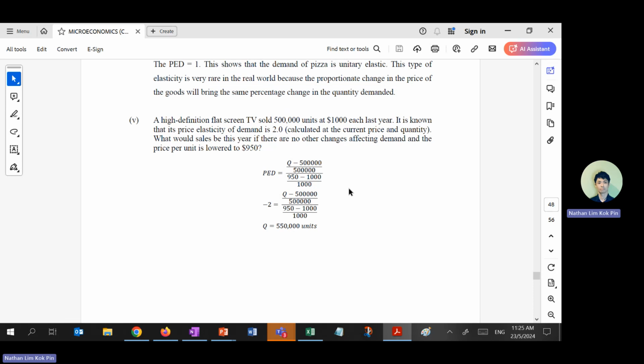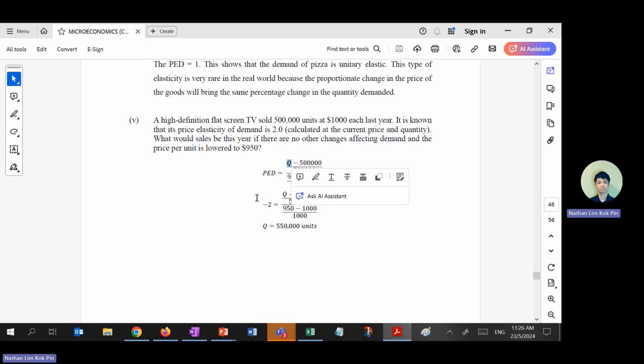Last one, okay. Last one I will show the working. This is a trap. This is the trap. HDTV. First of all, I said PED is 2, but I already told you before, by right, PED should always equal -2. So if you want to find back the original value, always use -2. 2 is just for us to simplify the working. We already took the absolute value, we already took the modulus.